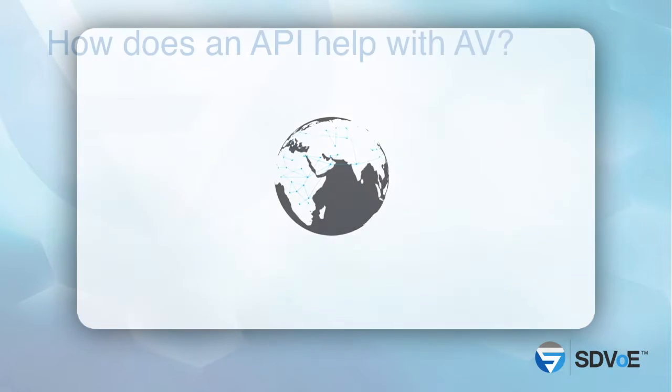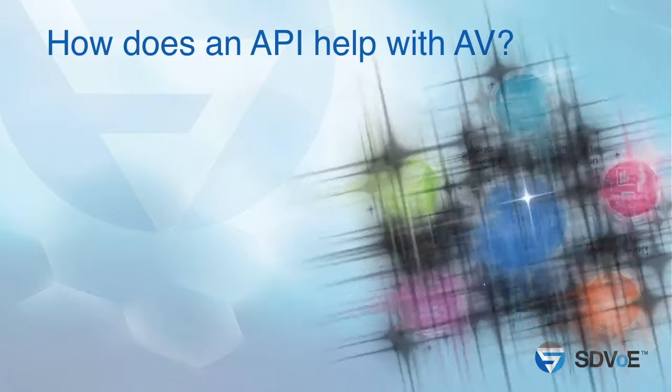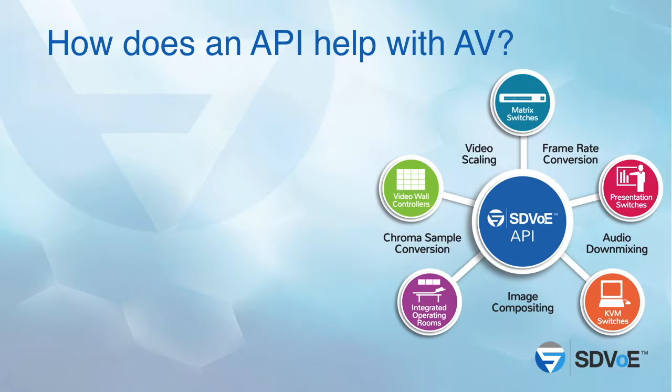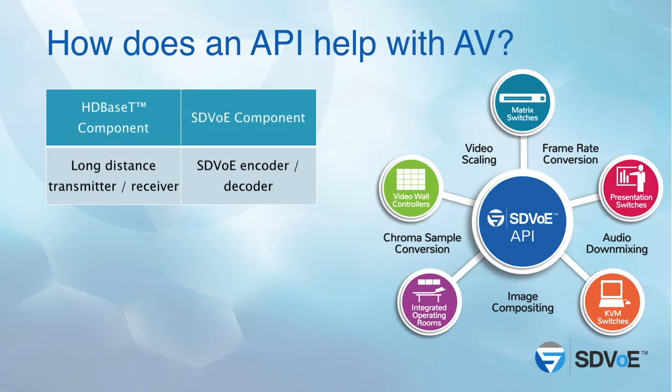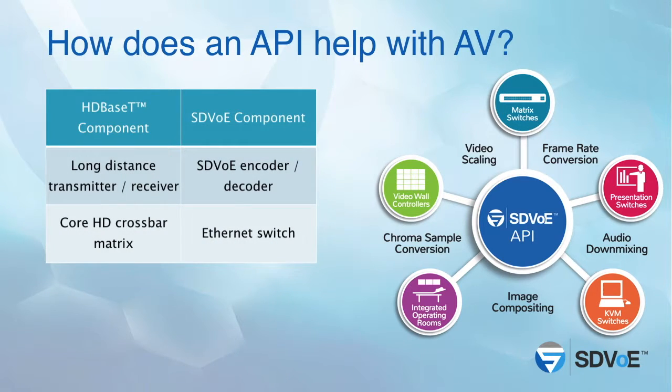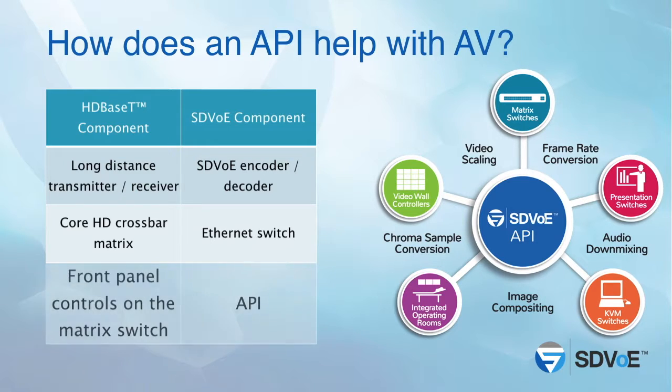To understand how an API helps with AV, we can make the analogy to a matrix-based HD distribution system. If the long-distance transmitters and receivers, or Balun pairs, are the SDVoE encoders and decoders, and the proprietary HD matrix is the layer 3 Ethernet switch, then the API would represent the front panel controls on the matrix switch.